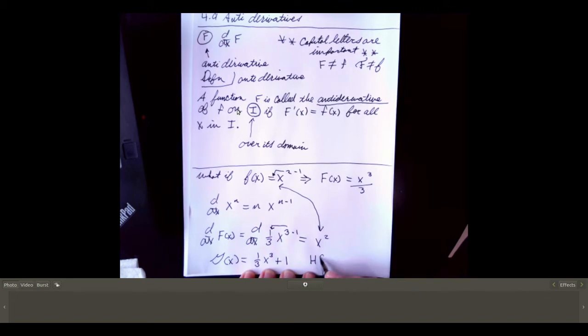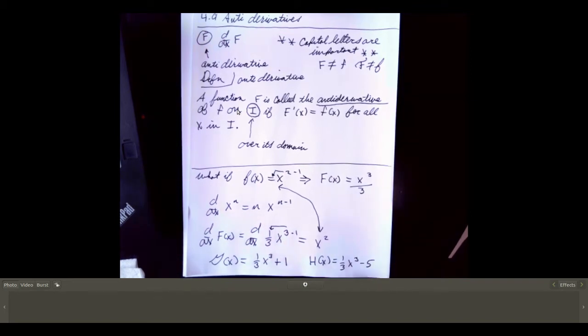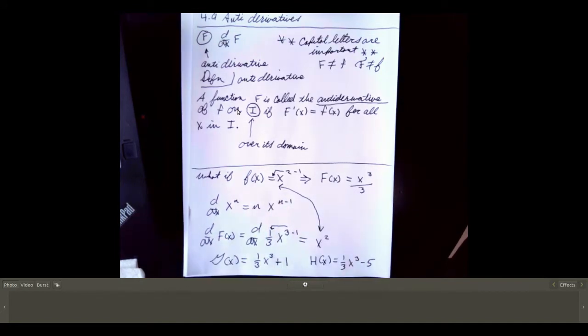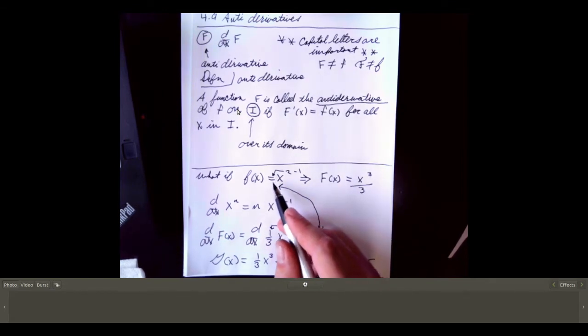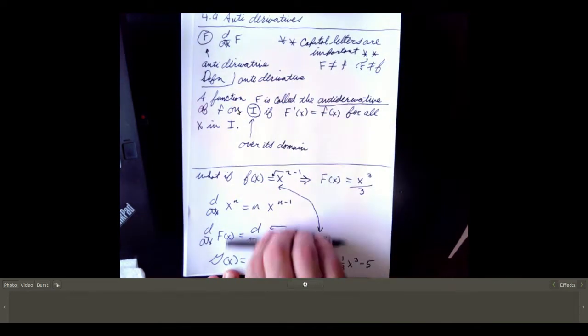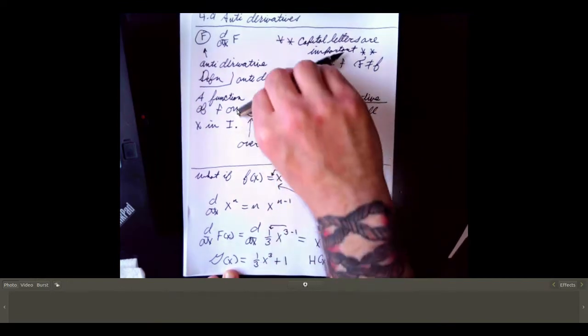And what about h of x? Well, once again, if we take the derivative of h of x, we will get this little lowercase f of x. So an antiderivative is not unique. One function can have infinitely many antiderivatives. Remember, all this antiderivative does is it gives us the slope of this function at a point. And it doesn't matter how high or low it's been shifted, the slope is the same.